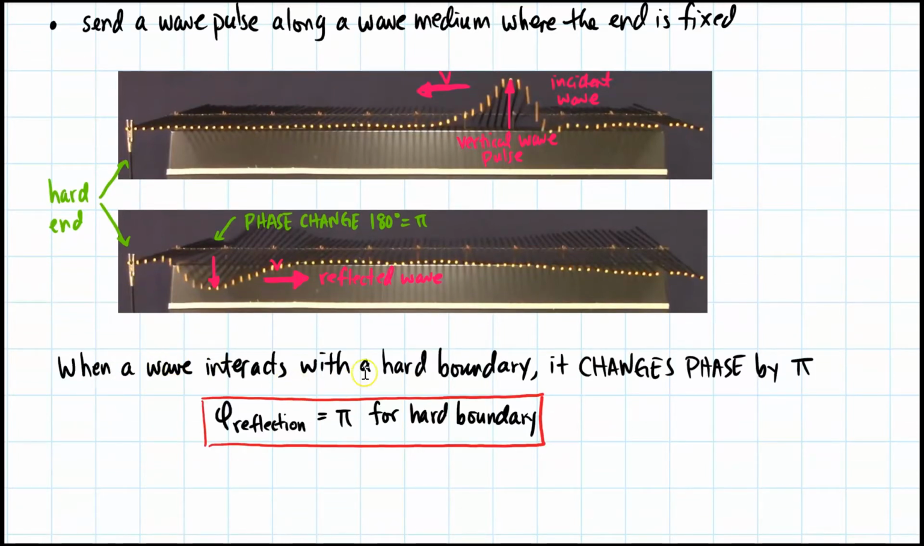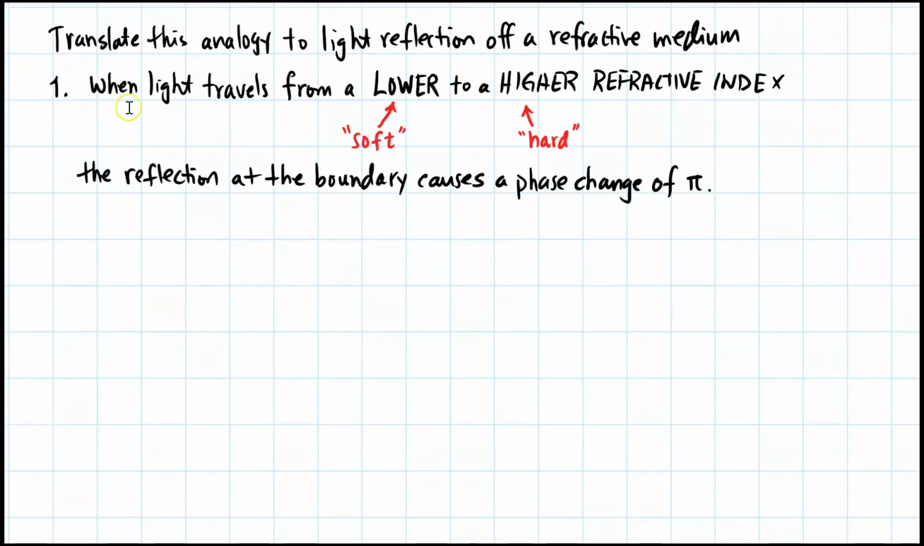When a wave interacts with the hard boundary, it changes phase by pi. Therefore, the phase of reflection is pi for a hard boundary. Two cases. When light travels from a lower to a higher refractive index, the lower index is soft, the higher index is hard. The reflection at the boundary causes a phase change of pi.